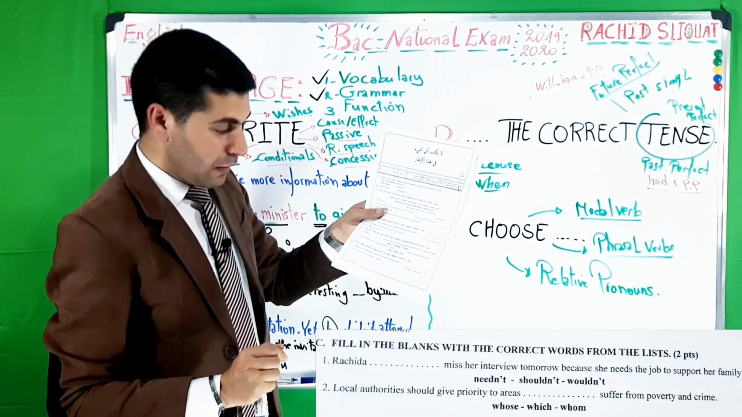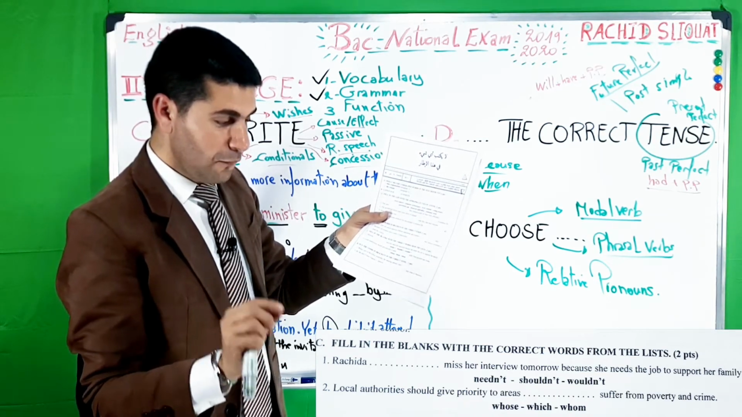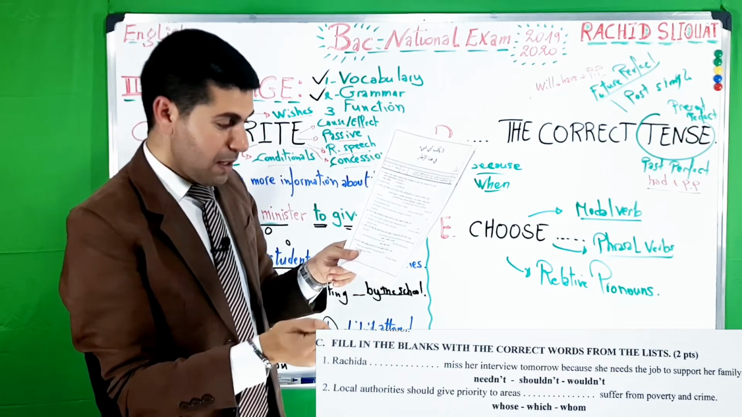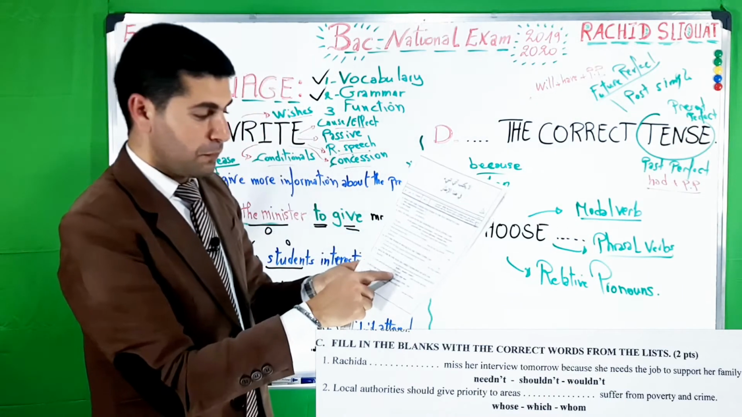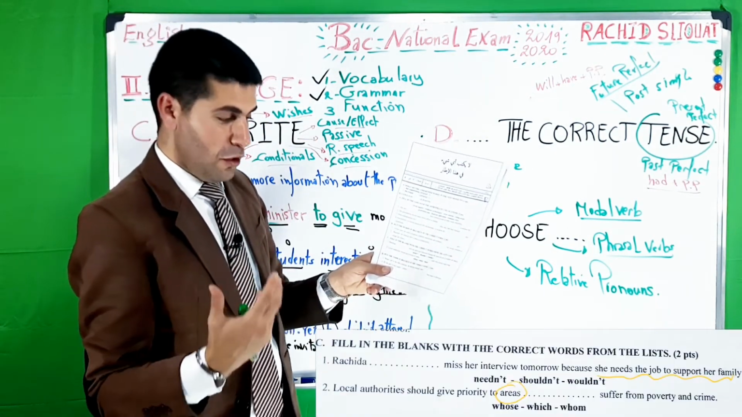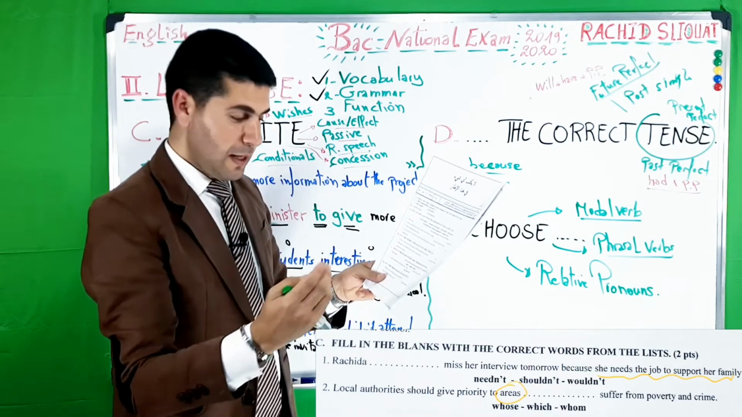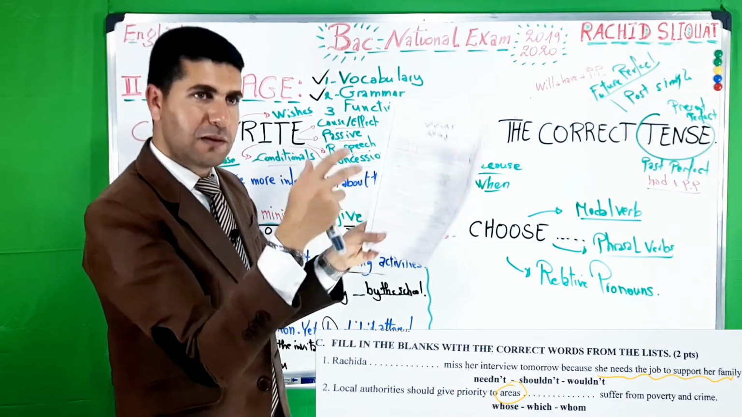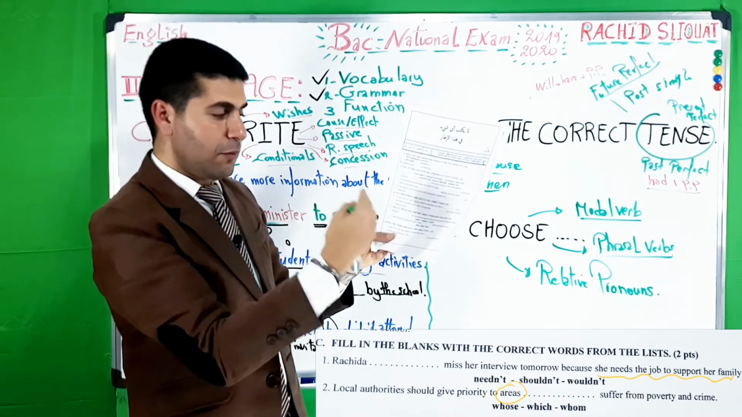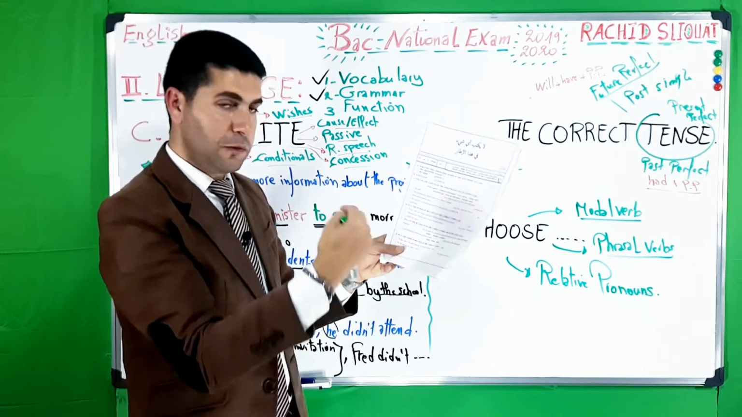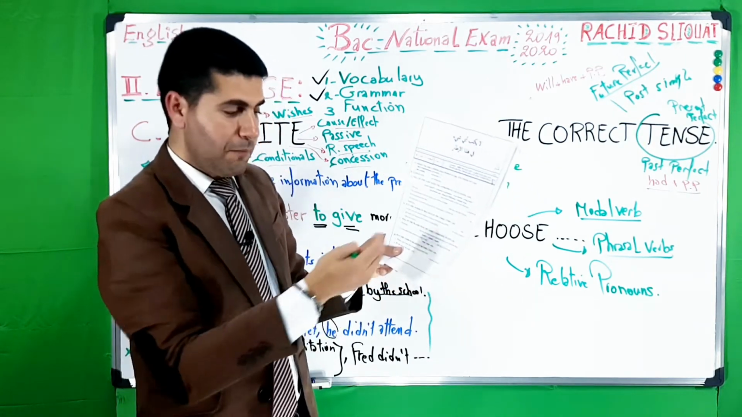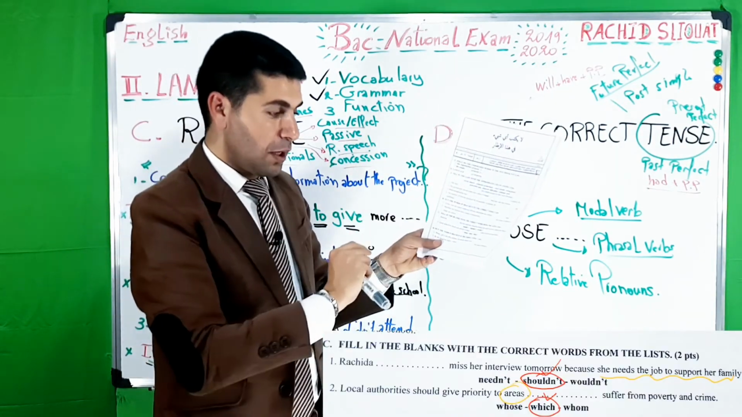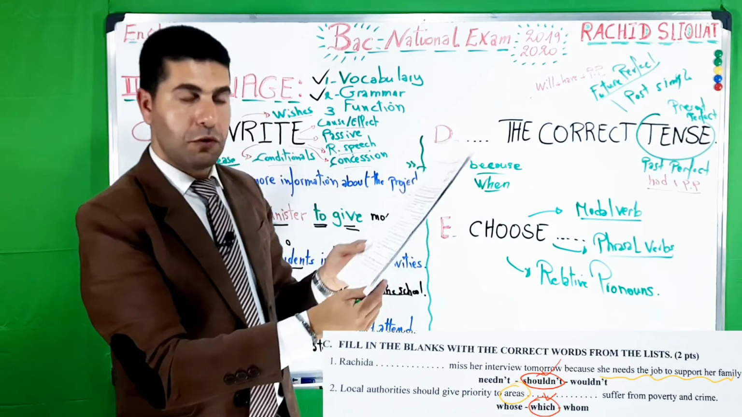"Local authorities should give priority to areas ___ suffer from poverty and crime." This has to do with relative pronouns: whose, which, or whom. Whose is for possession, which is for describing something, okay? And whom is for a person. So what do we have here? We have areas. Areas is something that we can describe. So we are not going to say "areas whose" or "areas whom," because whose is for possession and whom is for a person. But areas are a place, and a place is something that we can describe. So we can say: local authorities should give priority to areas which suffer from poverty and crime.